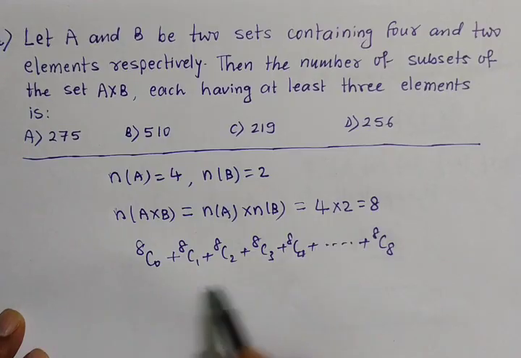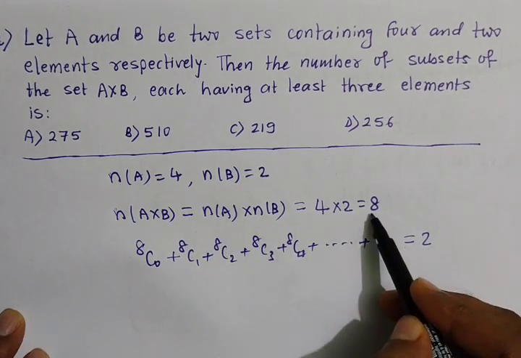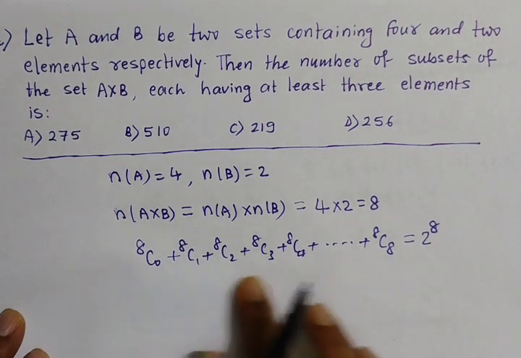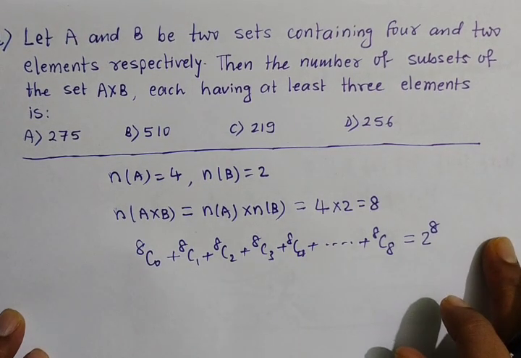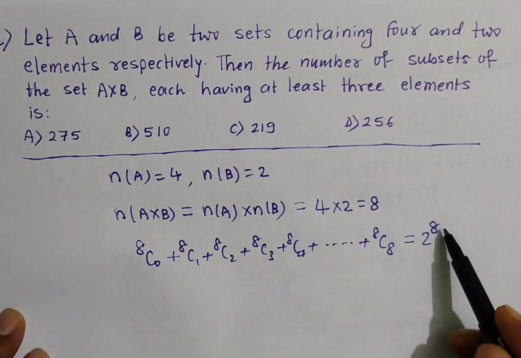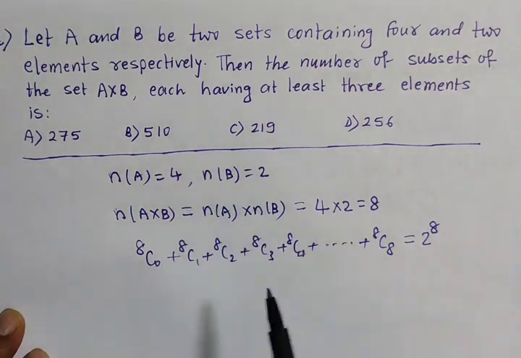This is the total number of subsets, which is 2 power n, and in this case n is what? The number of elements in A cross B is 8, so 2 power 8. So first of all we are writing this equals to 2 power 8. That's why I discussed this combinatorial operator and its connection with 2 power n. Okay, now how to solve this question with this result?